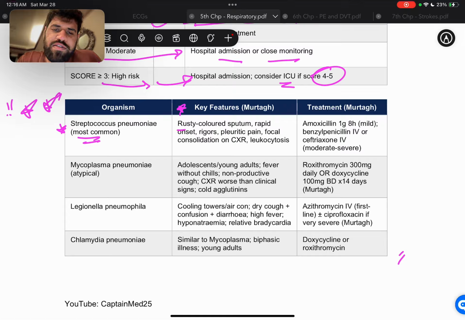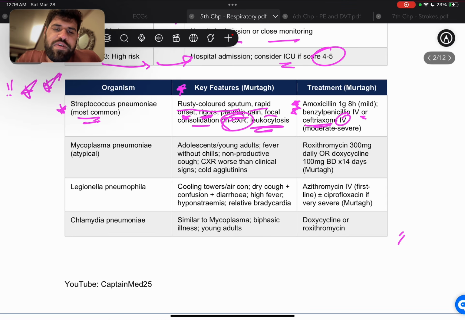And here we will see rusty colored sputum, rapid onset, right? Rigors, pleuritic chest pain, and focal consolidations on chest X-ray with leukocytosis. For the treatment of this, we give amoxicillin, benzylpenicillin, or ceftriaxone IV. All right. If they have an allergy to penicillin, we move on to ceftriaxone.